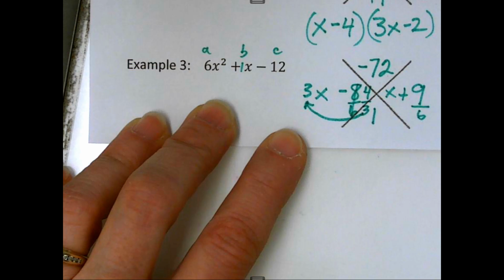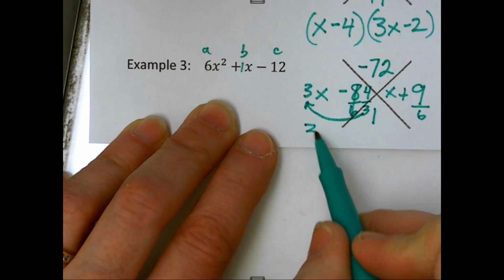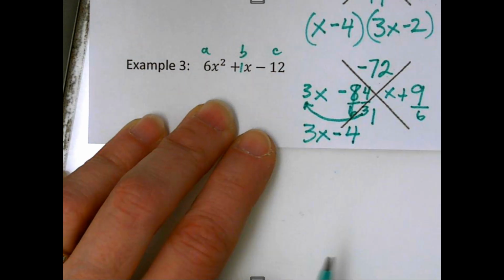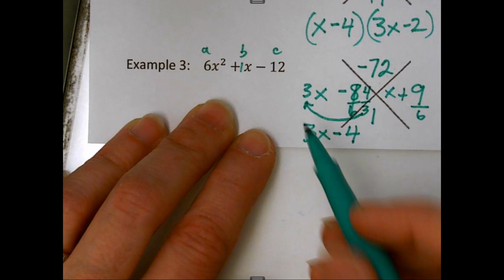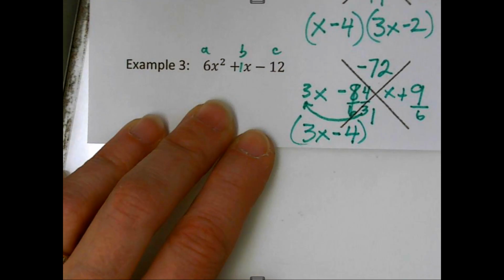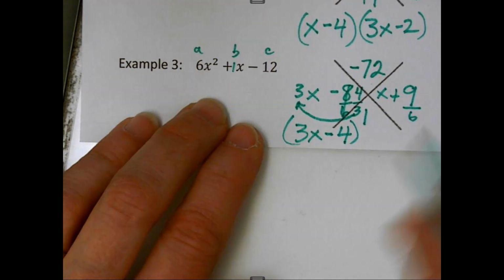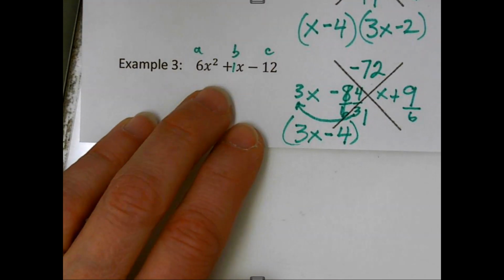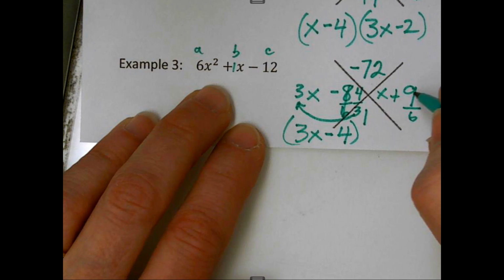Now, how about 9 and 6? What's common there? 3. 9 divided by 3 is 3. 6 divided by 3 is 2. Then make sure you cross it out. We're going to have to slide the 2 in front.